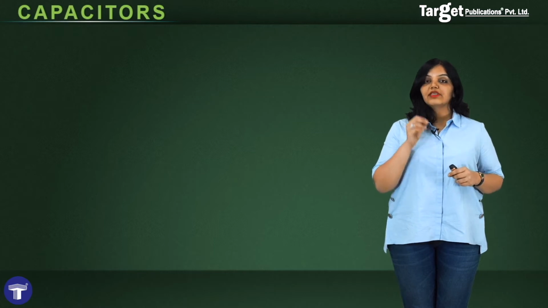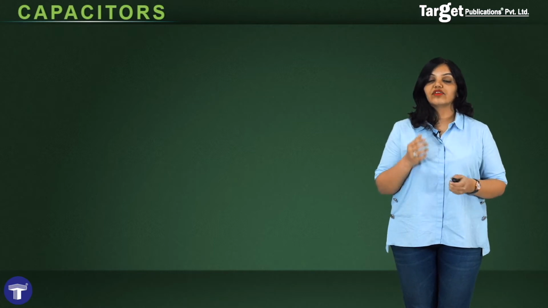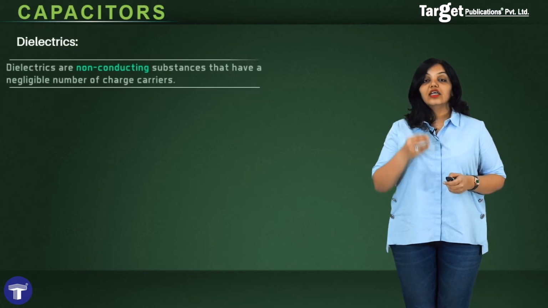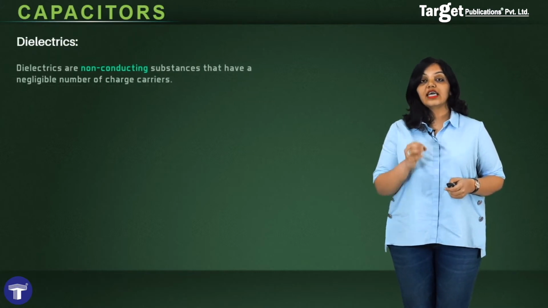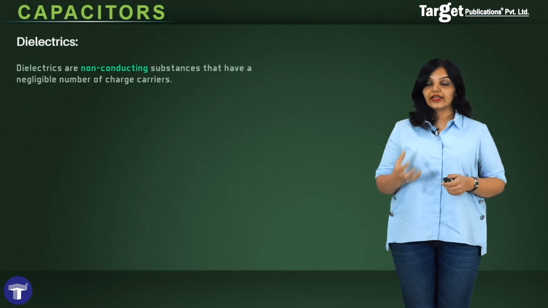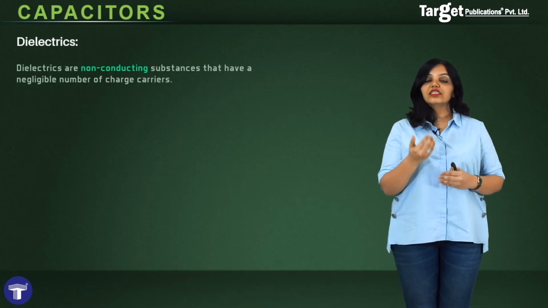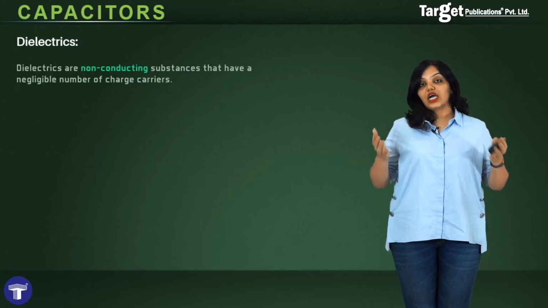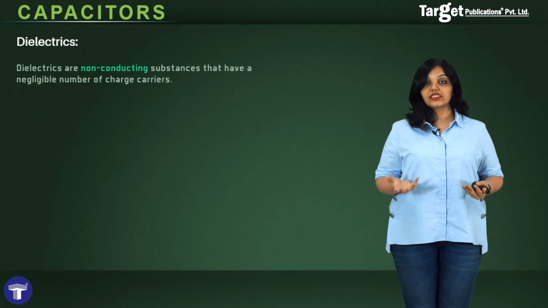The first concept in understanding capacitors is that of the dielectric. So what exactly are dielectrics? Dielectrics are non-conducting substances that have a negligible number of charge carriers. The exact opposite of this is a conductor. A conductor has a large number of carriers, that is charge carriers, and it is a conducting substance by definition.